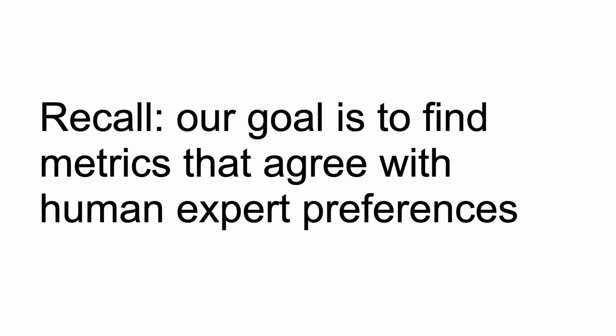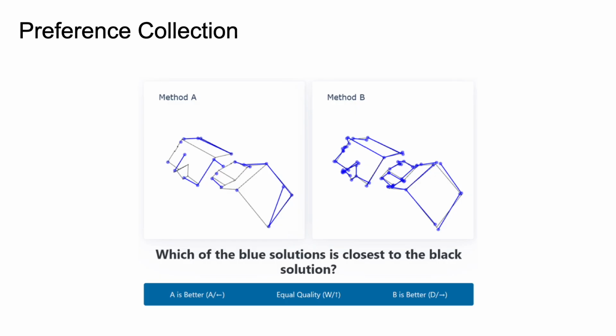Recall, our goal is to find metrics that agree with these human expert judgments. We recruit a group of 17 raters from 3 subgroups. Expert 3D modelers from the same group who created our ground truths, computer vision and machine learning engineers, and designers. We ask all raters to rank all pairs from both pools for a total of a little over 3,500 pairs.